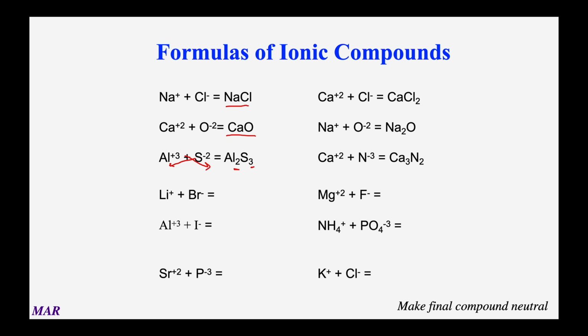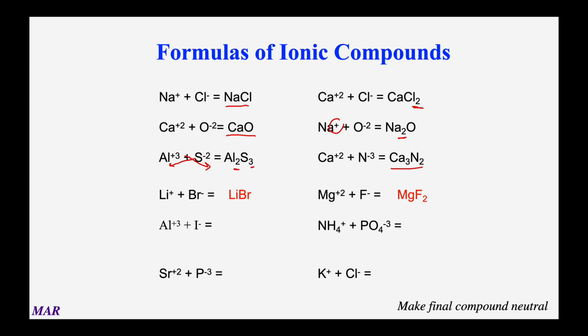Calcium and chloride, all right, so chloride has a -1 and calcium's +2. So you're going to need 2 -1s to balance the calcium. And the next example is the opposite. Sodium is +1 and oxygen's -2. So you're going to need 2 +1s to balance the oxygen. The next one, calcium and nitride coming together makes calcium nitride, Ca3N2. Continuing on, lithium and bromide, that's 1:1, so they combine in a 1:1 ratio.